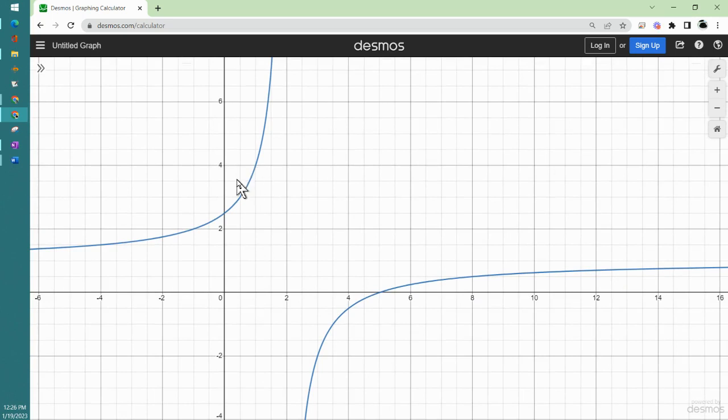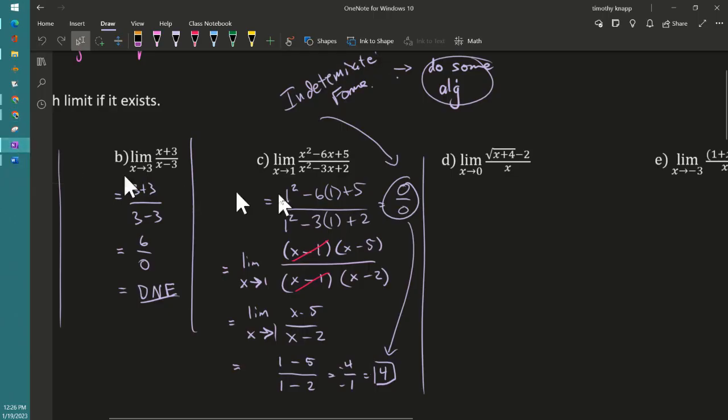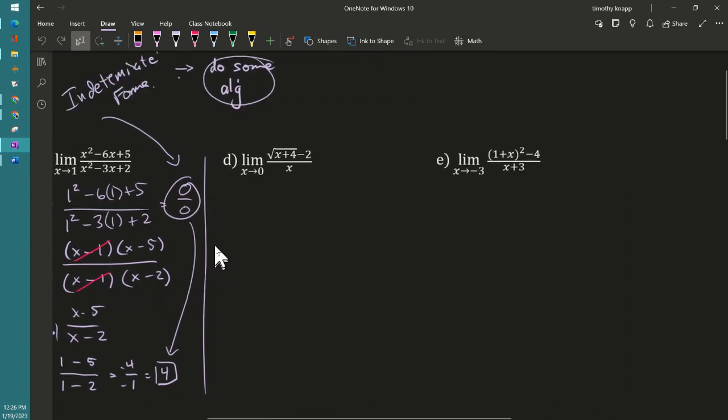Because remember, the limit is concerned not with what the function is at 1, but with what the value of the function is close to 1, both from the left and from the right. And if those two numbers agree, then we conclude that that is the limit, okay?